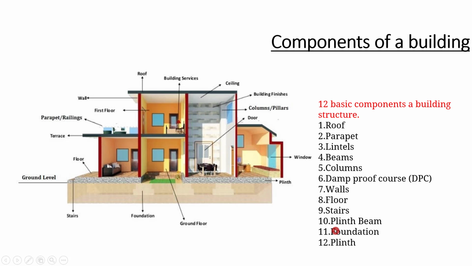You have the plinth beam. Plinth beam is basically a group of beams which are provided below the ground floor for transferring the load from the building to the foundation. The entire load comes to the foundation. So you can see here a big foundation which is taking the load of the entire superstructure, and you have the plinth. So we'll see in detail the various advantages and the requirements of the various basic components.